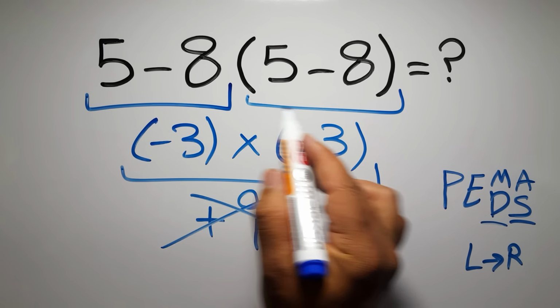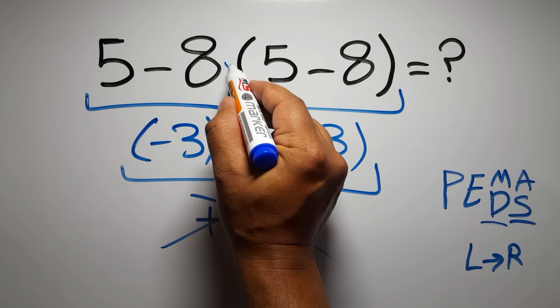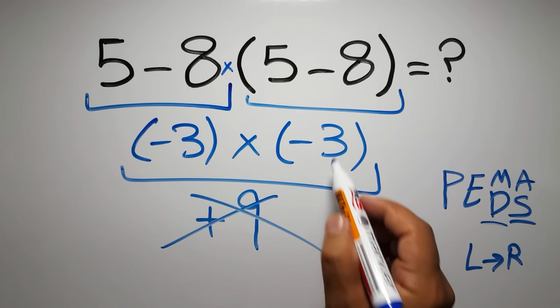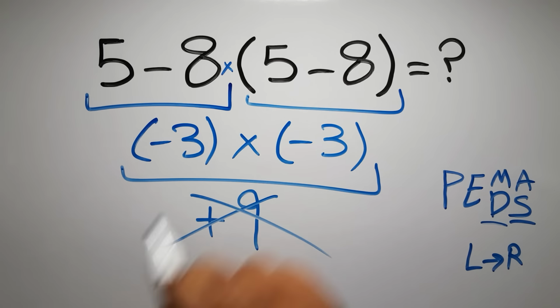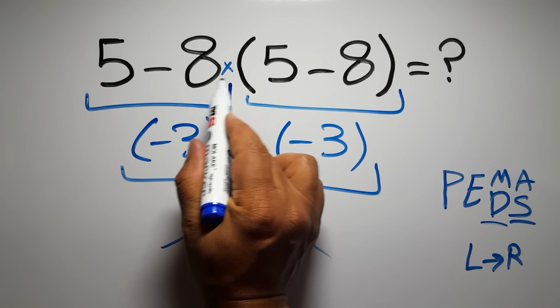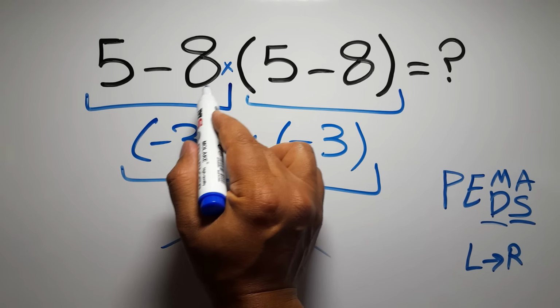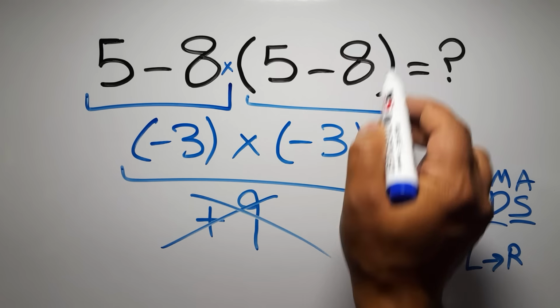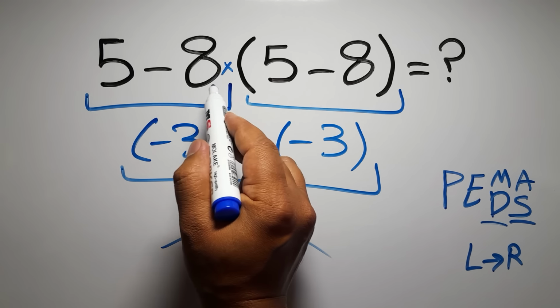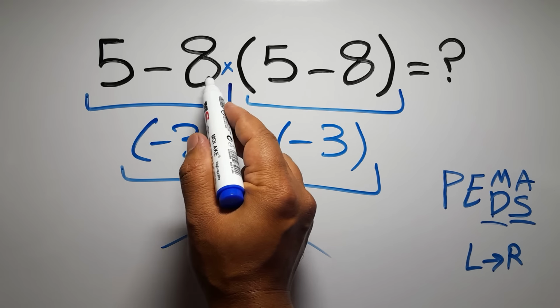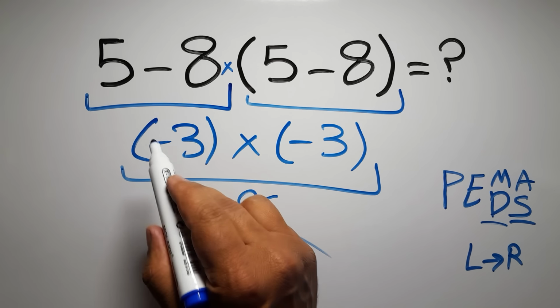Here in this expression we have one subtraction, one multiplication, and one parenthesis. Inside this parenthesis we have one subtraction. Here we have a multiplication because in mathematics when a number is placed next to parentheses, it means multiplication, and we usually don't write the multiplication sign for brevity.